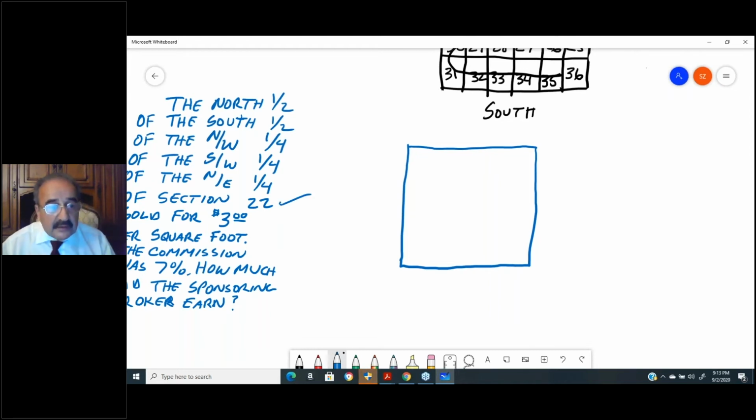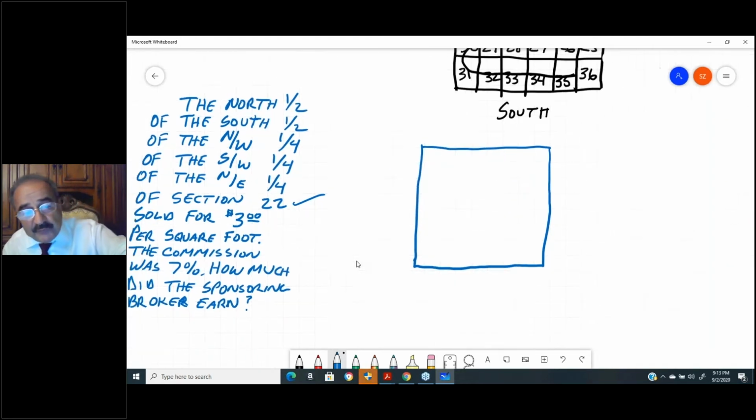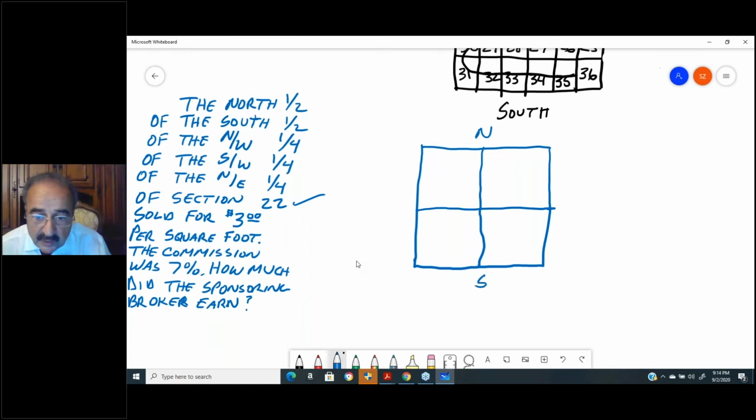That's it right there. Now, what I want of section number 22, because you always start with the section number and you work your way backwards, is the northeast quarter of section 22. Since I want a quarter of it, I need to quarter this. As soon as I quarter it, I draw my compass points: north, south, west, and east. What I want is the northeast quarter, which is this one right here, which means I don't want this. So I'm going to locate this property.